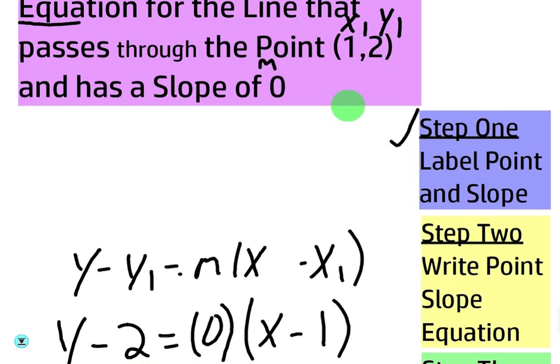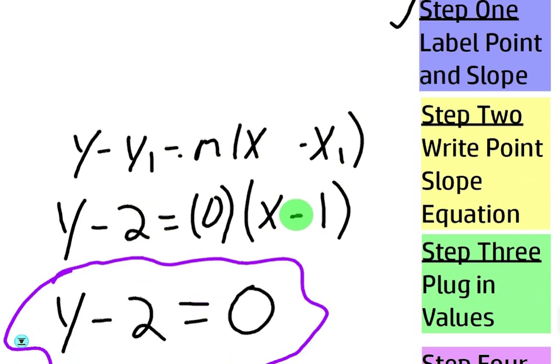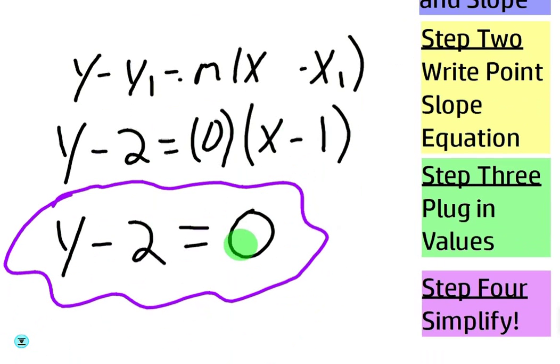Plug in x1, which is 1, plug in 0 for m. Now here's the thing, 0 times anything is what? 0. So what's going to happen is that whole thing on the right turns 0, and it's just y minus 2 equals 0. This is technically still in point slope form.